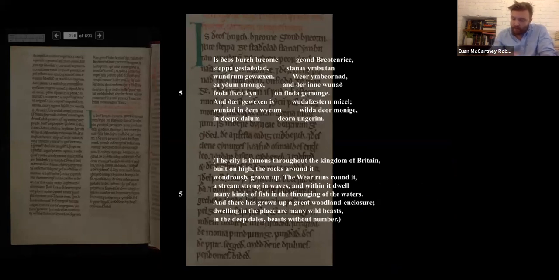The city is famous throughout the Kingdom of Britain, built on high, the rocks around it wondrously grown up. The weir runs round it, a stream strong in waves, and within it dwell many kinds of fish in the thronging of the waters. And there has grown up a great woodland enclosure, dwelling in the place are many wild beasts, in the deep dales, beasts without number.